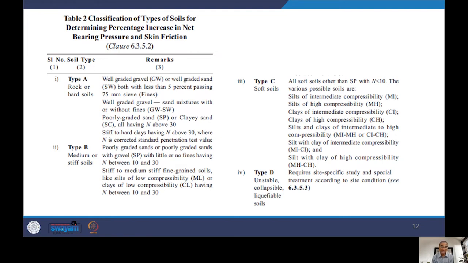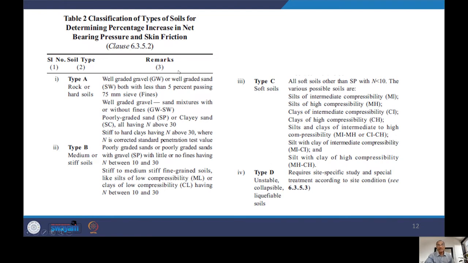Let's talk about D first. D is for unstable, collapsible, liquefiable soil. So for type D, it requires a site study and special treatment according to site condition. That will be beyond the scope of the code which has been given. But let's see how type A, type B, and type C are defined first of all.